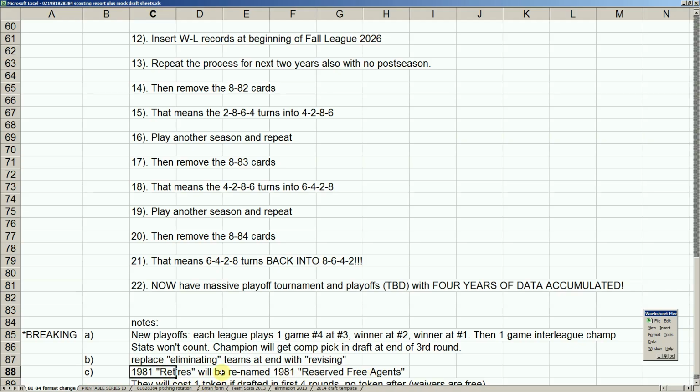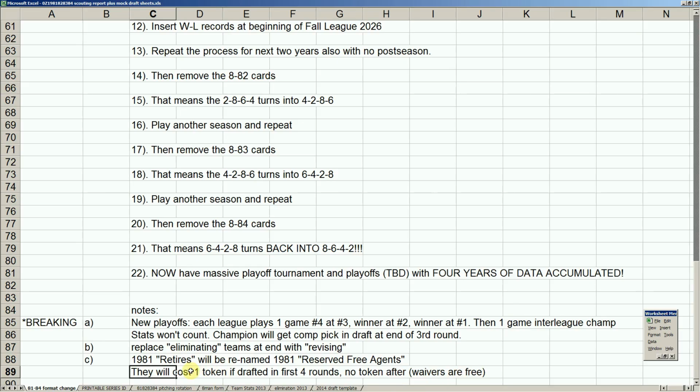Now, because the reserve free agents are obviously better than a retired player or a declining player of talent, they will cost 1 draft token if it's plucked off of a team in the first 4 rounds of the draft. If a player is taken in rounds 5 through 8, it's considered like a waiver claim and no token is utilized. So that means that obviously the 8 players that are being revised are all going to be good and continue playing.